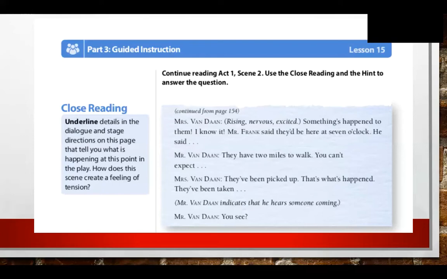And then we could underline "you can't expect, they have 2 miles to walk," that Mr. Van Dam said. And Mrs. Van Dam mentions that they could have been taken. And then our stage directions: Mr. Van Dam indicates that he hears someone coming. So maybe he's put his hand cupped around his ear to help him hear. Maybe he's put his finger to his lip to try to tell everyone to be quiet. Maybe he just stops suddenly. So whatever it is, he hears someone coming. So underline those things that I mentioned.